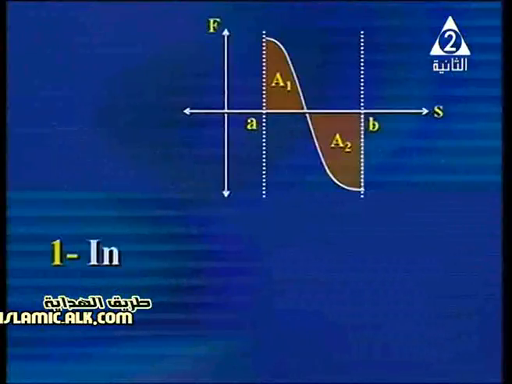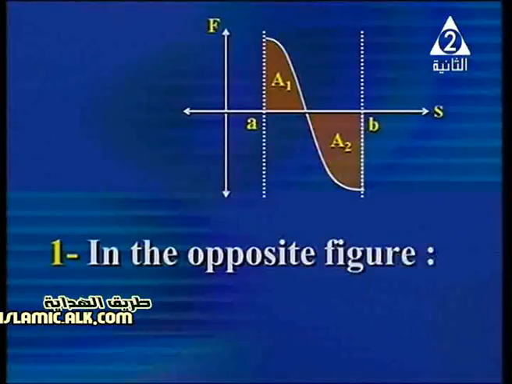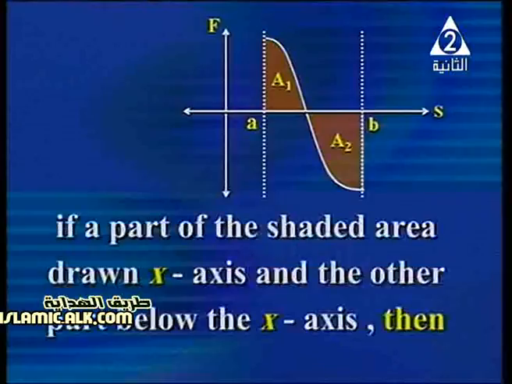Remark. Dear student, in the opposite figure, we note that a part of the shaded area is above the x-axis and the other part is below the x-axis. We have two parts, A1 and A2. A1 represents the shaded region above the x-axis, A2 the shaded region below the x-axis.